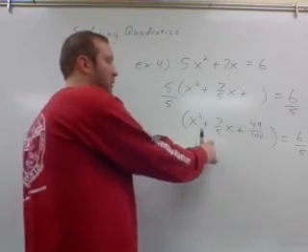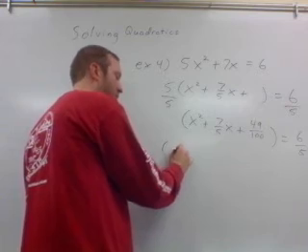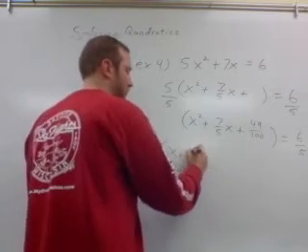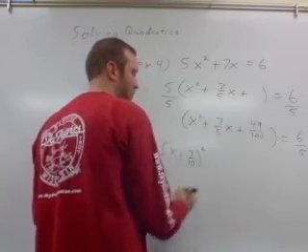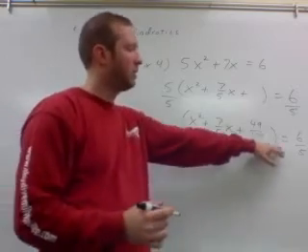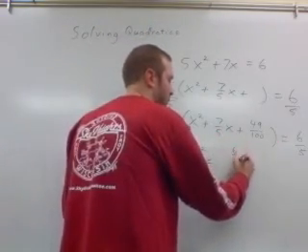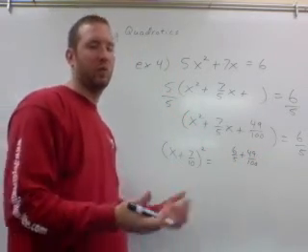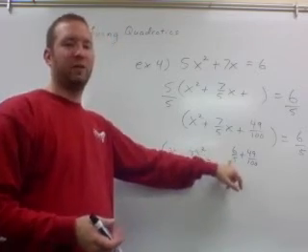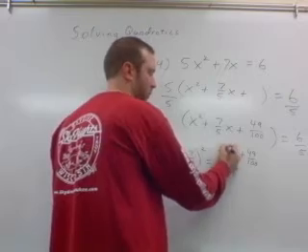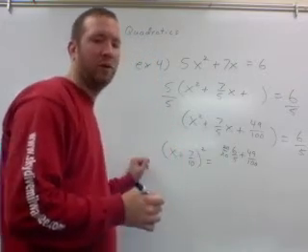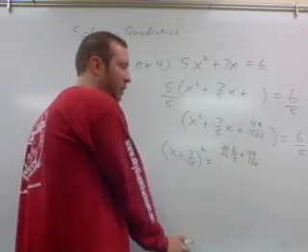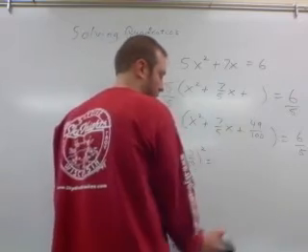Alright, so now over here, I'm going to write it as a perfect square trinomial. So I'm going to take half of the 7/5, which is 7/10, squared, equals. Over here, I have to combine the 6/5 plus the 49/100. So I have to get a common denominator between them, which is going to be 100. I can multiply 5 by 20. 20 times 6 is 120. 120 plus 49 is 169. So this right side becomes 169/100.